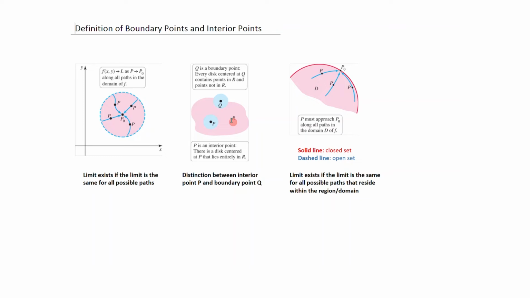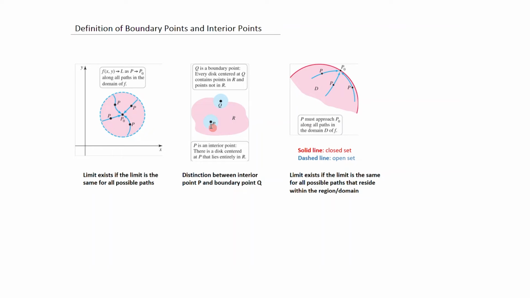All right, then we make the distinction between an interior point and a boundary point. An interior point would be if you draw a small circle around the point P, and basically take the diagram on the left and repeat it here. You approach the point P within the interior region from all possible directions, and you should get the same limit.